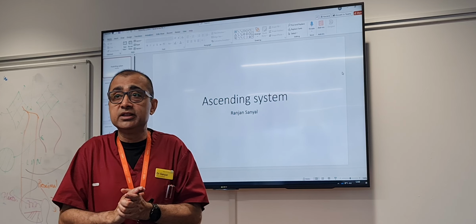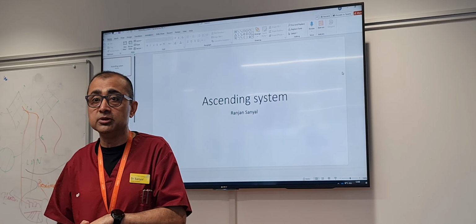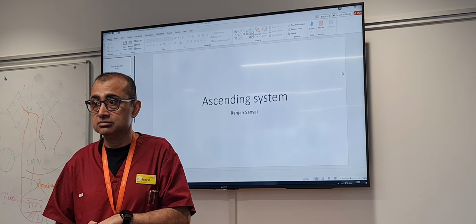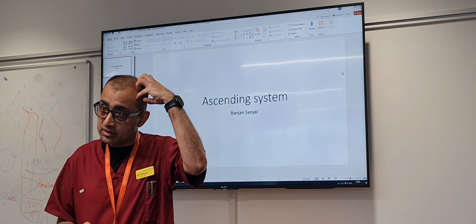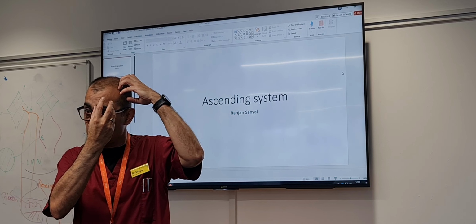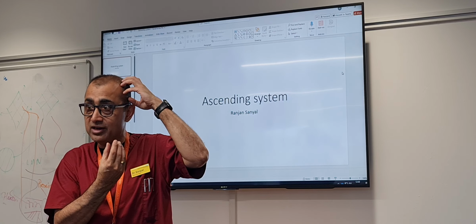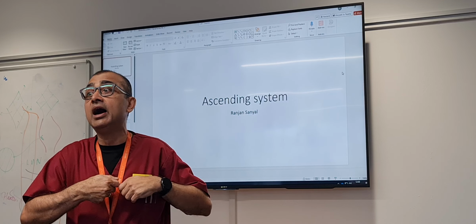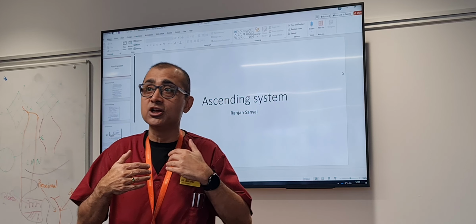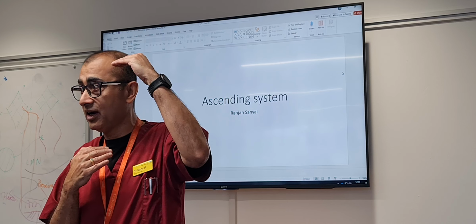Now, if there is one-sided involvement, where could the problem be? Like the contralateral cerebral cortex? It could be in the cortex, the centrum semiovale, the corona radiata, the internal capsule, the midbrain, the pons, or the medulla until it decussates. Now, how can you differentiate whether it's in the midbrain, pons, medulla, internal capsule, or higher up?